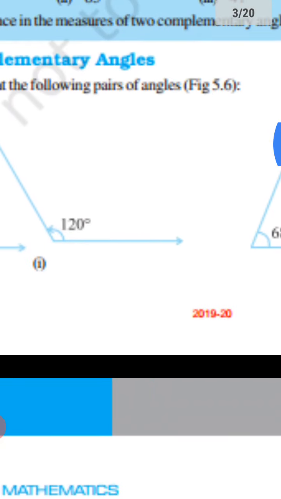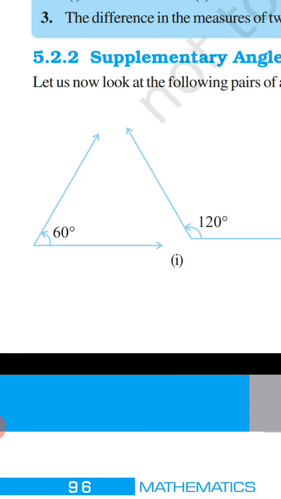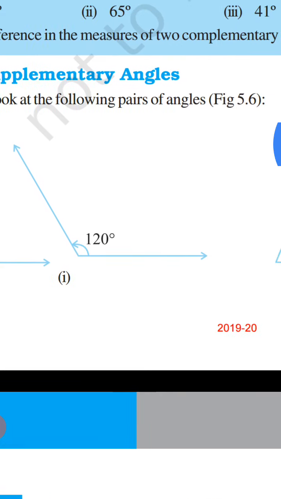If the sum of two angles is 180 degree, then each angle is the supplementary angle of the other. For example, 60 degree plus 120 degree is 180 degree, so both are supplementary angles of each other. That is, the supplement of 60 is 120 and the supplement of 120 is 60. The supplement of 50 is 130 and the supplement of 130 is 50 degree.